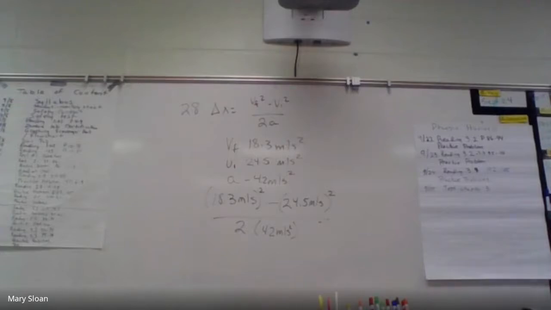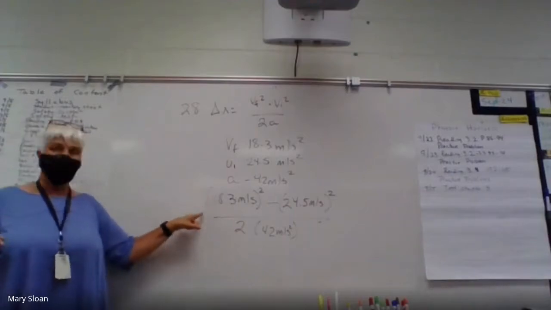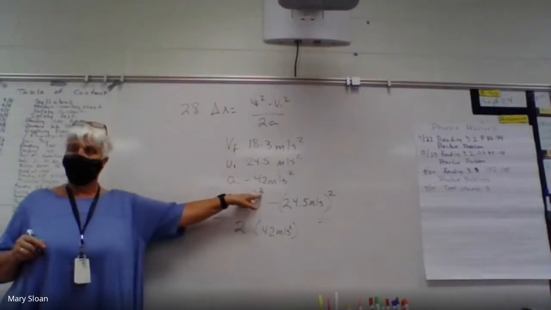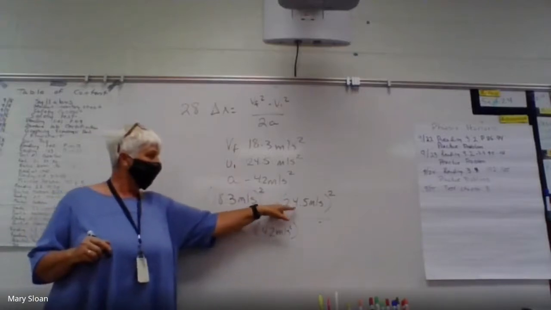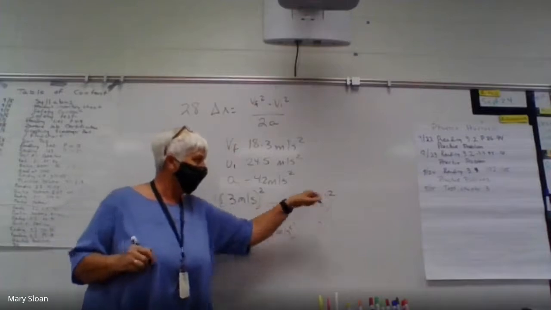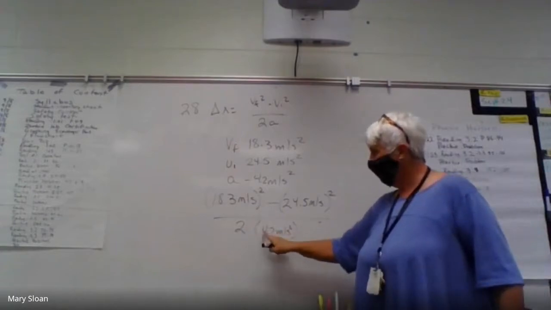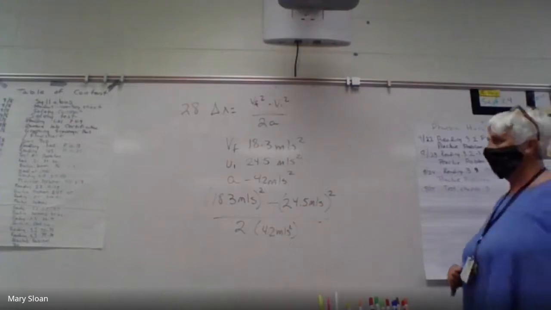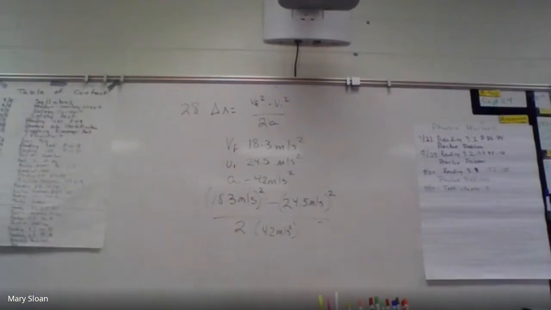Okay, so you want me to put a square over 18.3? So in your calculator, you're gonna do your alpha y equal, right? You're gonna put an open bracket, 18.3, close bracket with the square. You're gonna subtract, open bracket, 24.5, close bracket, and square that. Then you're gonna go over 2, open bracket 4.2, close bracket, and hit enter.